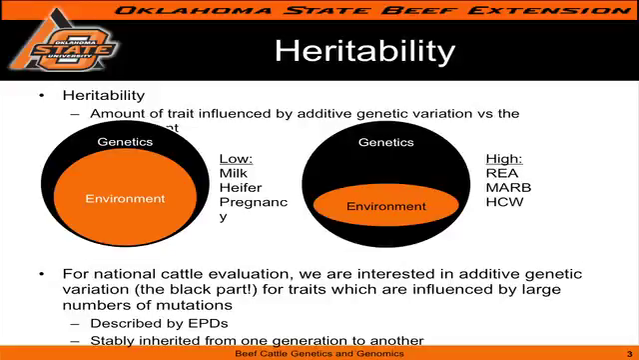So for example, traits with low heritability like milk production and heifer pregnancy would have a much larger influence from the environment as opposed to additive genetics. Whereas if we have highly heritable traits, like a lot of our carcass traits, they're much more highly influenced by additive genetic variation than by environmental components. And again, for national cattle evaluation, we're interested in this black portion for traits which are influenced by large numbers of mutations, or quantitative traits. And these are described by EPDs and are stably inherited from one generation to another.